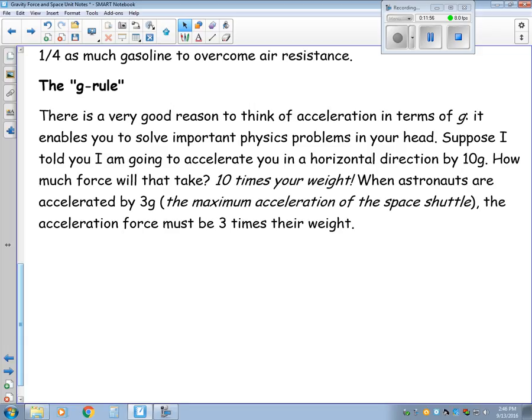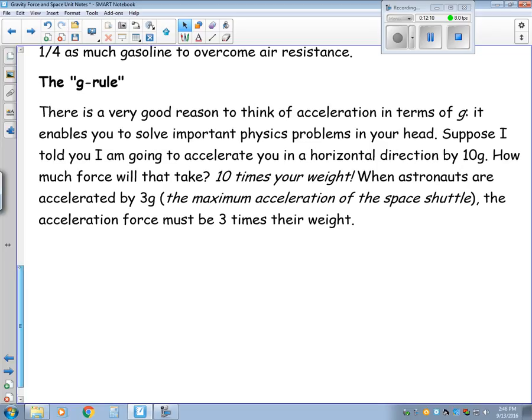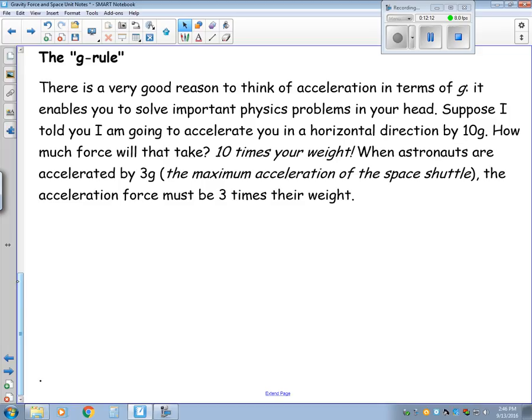Astronauts are accelerated by 3g during liftoff. So that means that when they're going through liftoff, they feel 3 times heavier than they normally would. So if you weighed 100 pounds, they would feel like they weighed 300 pounds.